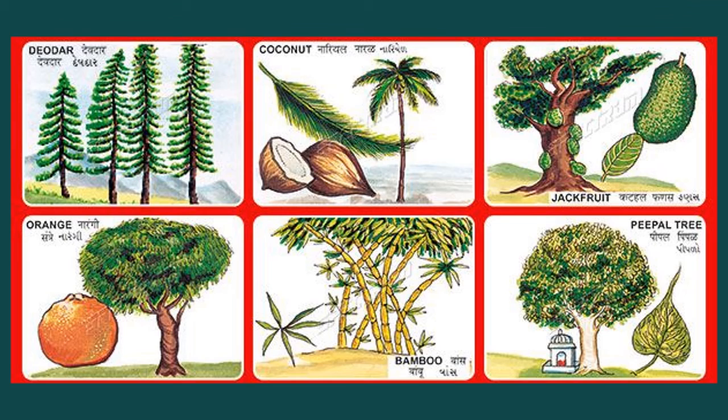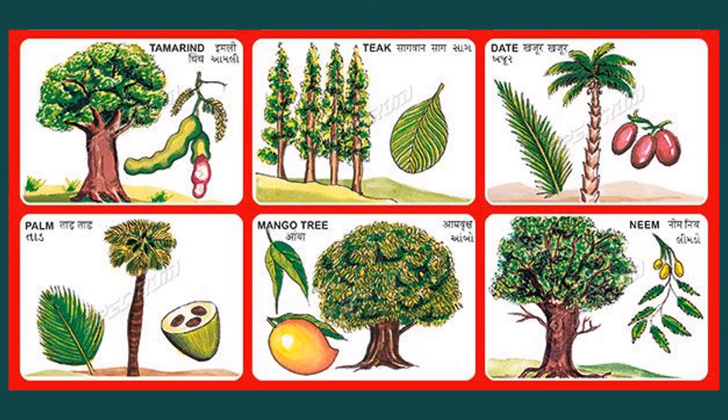flutes are made of bamboo. Even paper is also made of bamboo. Peepal tree, ravi chettu, tamarind, we get tamarind to eat. Teak wood, all our furniture we make mainly from teak wood. Dates, you know, dates, kharjuram, palm, tati chettu, palm trees.